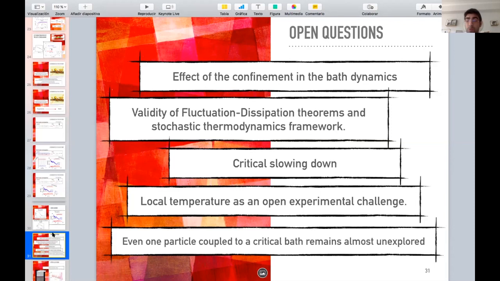As a corollary, even one particle coupled to a critical bath remains almost unexplored from an experimental point of view: how the viscosity changes, and, as I told before, how the intrusion of this kind of tracer affects the viscoelastic features of the bath. And I want to finish the presentation by showing you some results that are not published yet that are related with the critical slowing down.